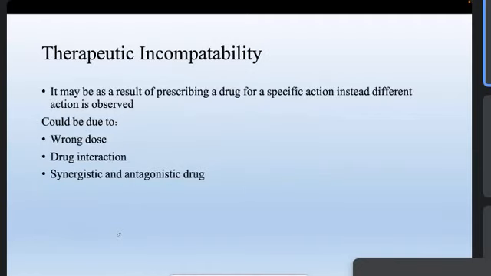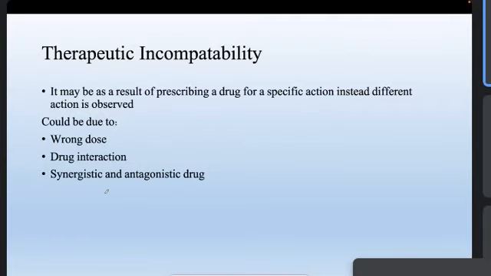Okay, so the last one is therapeutic incompatibility. This will be if the patient is being prescribed a drug for a specific action, but that particular action is not observed. You may get a different action. So that is called therapeutic incompatibility. So what could be the reasons for it? There could be improper, wrong dosage, or there could be a drug interaction, or there could be supporting drugs which may not let the drug provide the specific action. Okay, so those are synergistic and antagonistic effects of a drug.